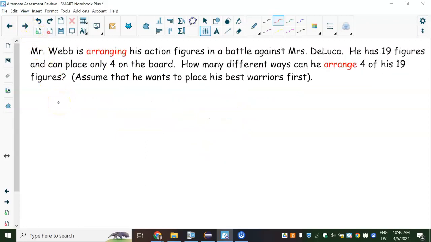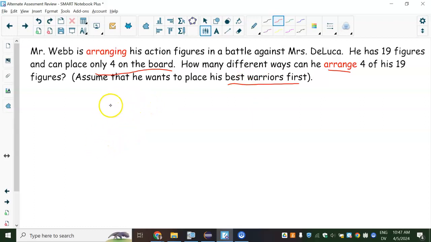Okay, now he's going to battle another geometry teacher here, Mrs. DeLuca, and he has his 19 figurines again, but he can only place 4 on the board. How many different ways can you arrange 4 of his figures? And when I say arrange, it means he's ordering them in a way. He wants to beat Mrs. DeLuca, so he's going to try to strategize how he arranges them, which means he probably wants to put some strong warriors here in the front.